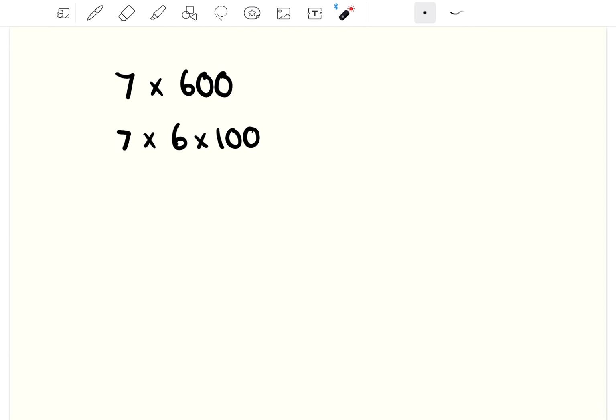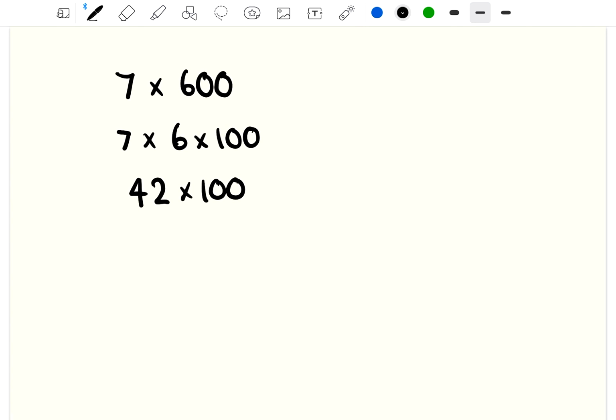Because now, as long as I know my times tables, I can do 7 times 6, and then I just have to multiply by 100, which we know all we have to do there is just shift the decimal place twice. Because there's 2 zeros now. 100 is 10 times 10. So we have to do 2 jumps. So 7 times 6 is 42. And I still need to multiply by 100 here.